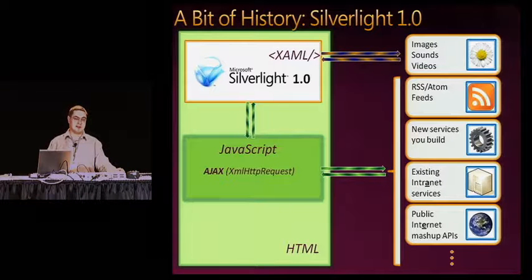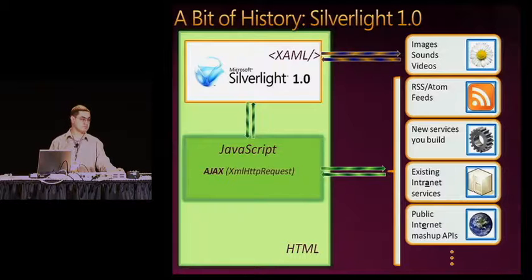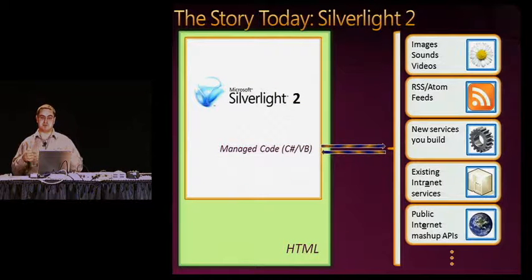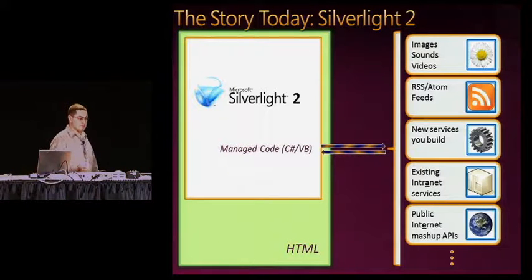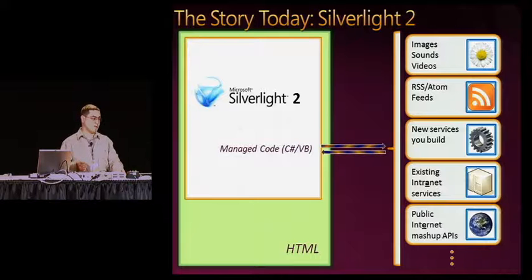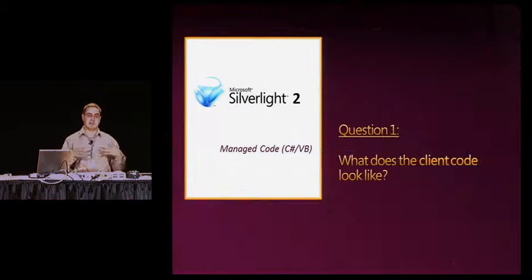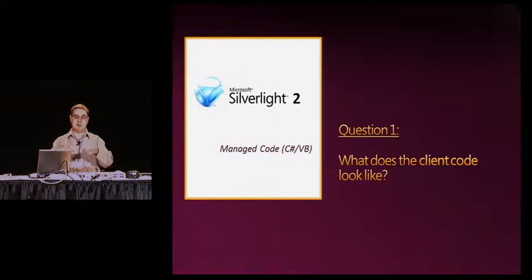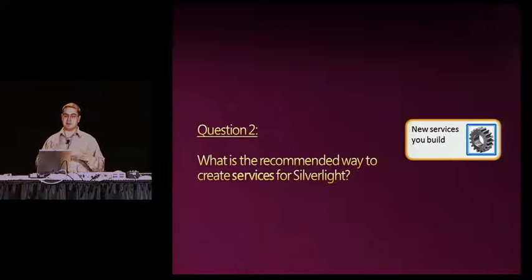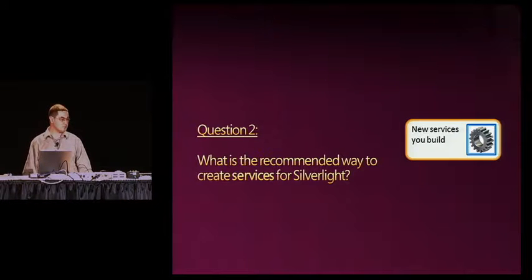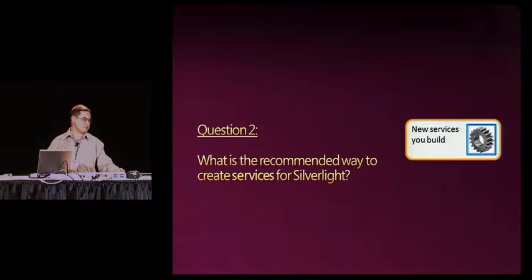And so all of this is getting much better in Silverlight 2. You can now write managed code to directly communicate with all these services. And so two questions naturally arise here. One is, what does this client-side code actually look like? What do you have to write to receive and send data? And the second question is, if your application happens to need a new custom service, what is the recommended way to create those services? And so we'll start by actually talking about the second question.